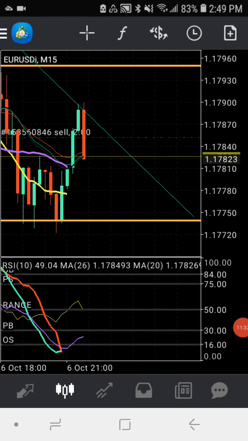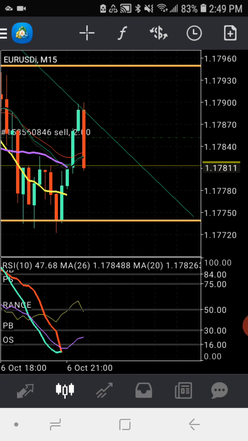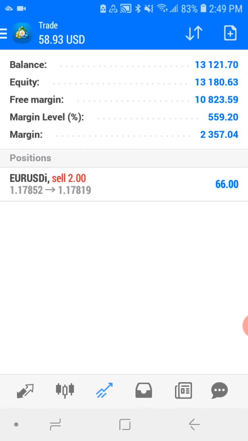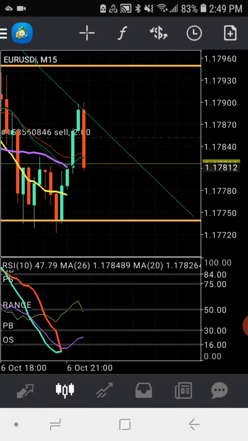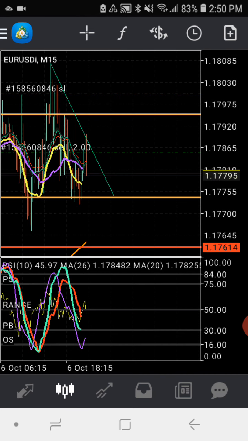What's up, guys? Just showing you. Like I said, Euro USD. It was going to fall. It couldn't break the trend line. Now look, couldn't break the trend line. It is going to fall, right? On the 15.